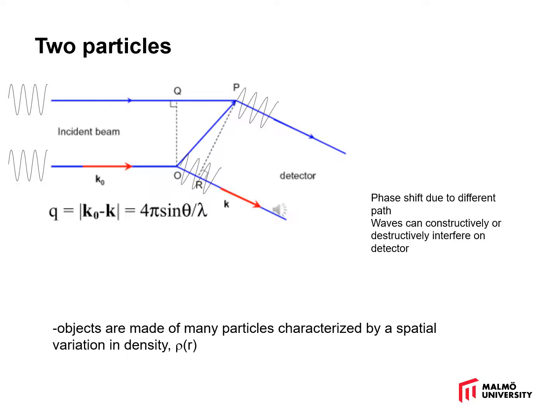As the waves travel towards the detector, and as they reach the detector, this slight phase shift causes the waves either to constructively or destructively interfere with each other, causing a change in the intensity.